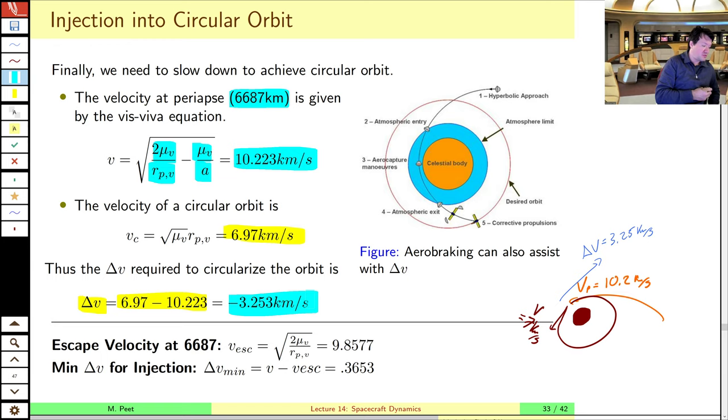So circularizing your orbit at arrival is almost as expensive as departing in the first place, which is unfortunate. However, that's not necessarily the minimum delta V for capture. So we can actually calculate the minimum delta V for capture, so that you don't get a hyperbolic flyby.